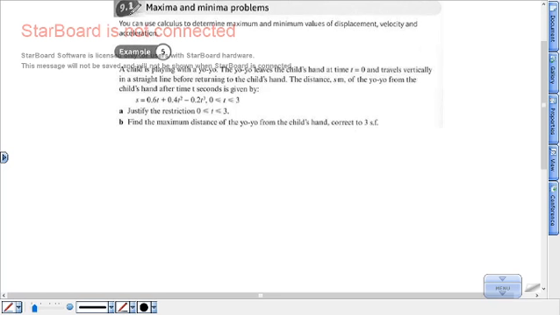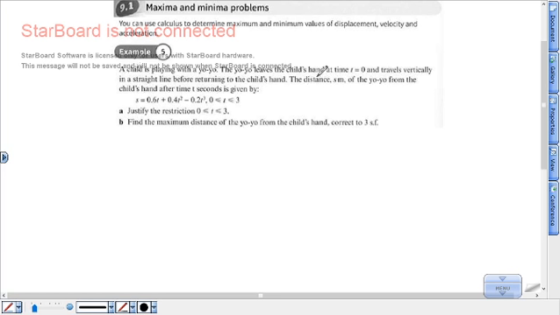Okay, 9.1, maximum and minimum problems. So you can use calculus to determine maximum and minimum values of displacement, velocity, and acceleration. Now, it says here, example 5, a child is playing with a yo-yo.